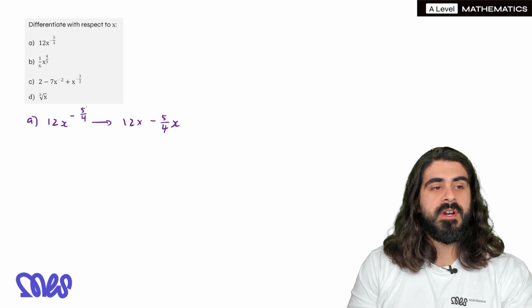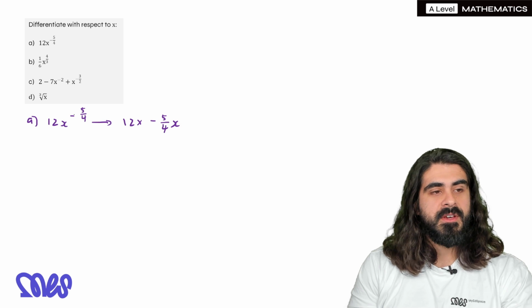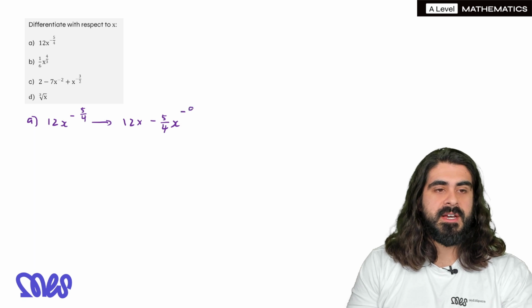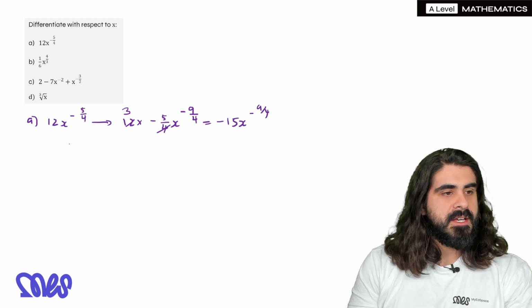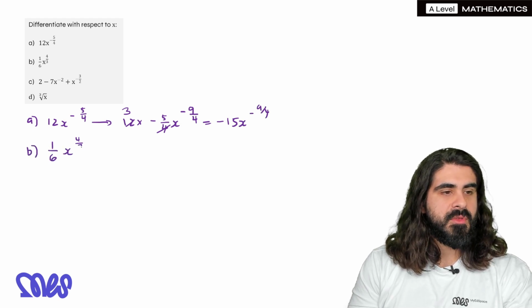You just do the numerator, take away the denominator. So we do, including the minus, minus 5 minus the denominator of 4 is minus 9. Then you have to maintain that denominator. All right, 12 times minus 5 over 4, the 4 cancels into the 12 3 times. 3 times minus 5 is minus 15. Next one, 1/6 x to the 4/3. So the 4/3 comes down.